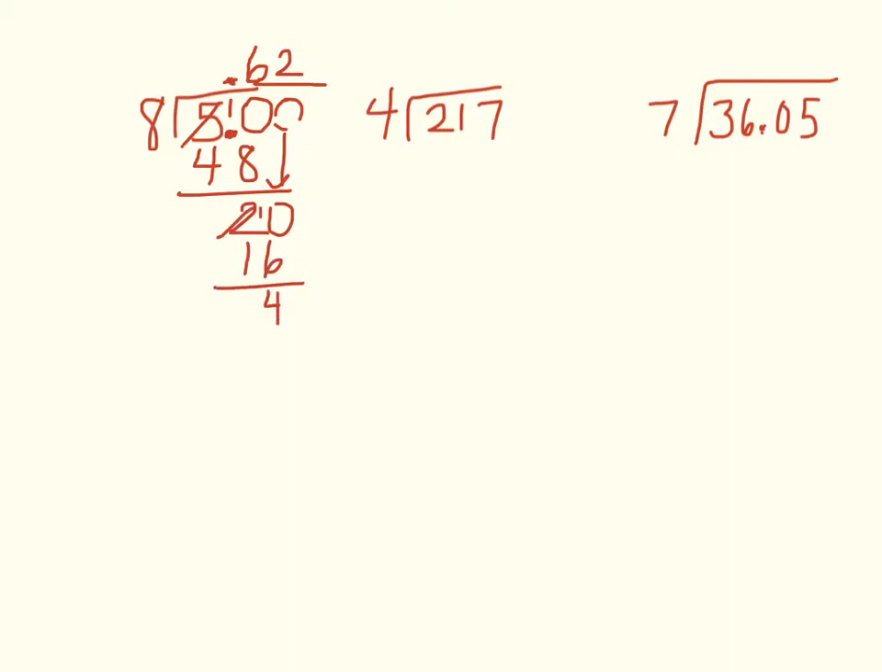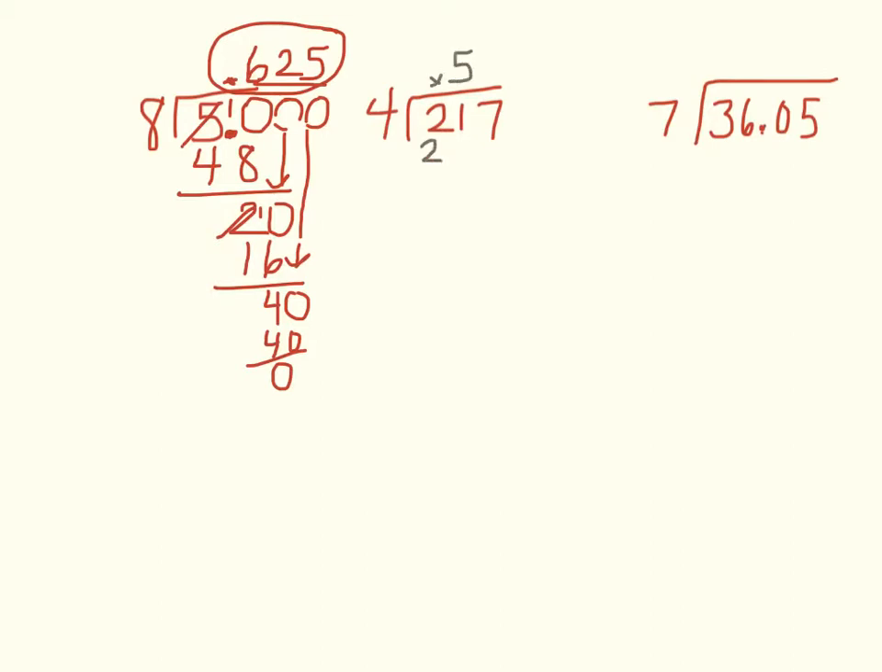Can't have a remainder, so I'm going to add another 0, bring that 0 down. 8 goes into 40. 5 times 8 is 40. And because my remainder is 0, I am done. And here's my answer. Here, 4 goes into, it doesn't go into 2, but it goes into 21 5 times.